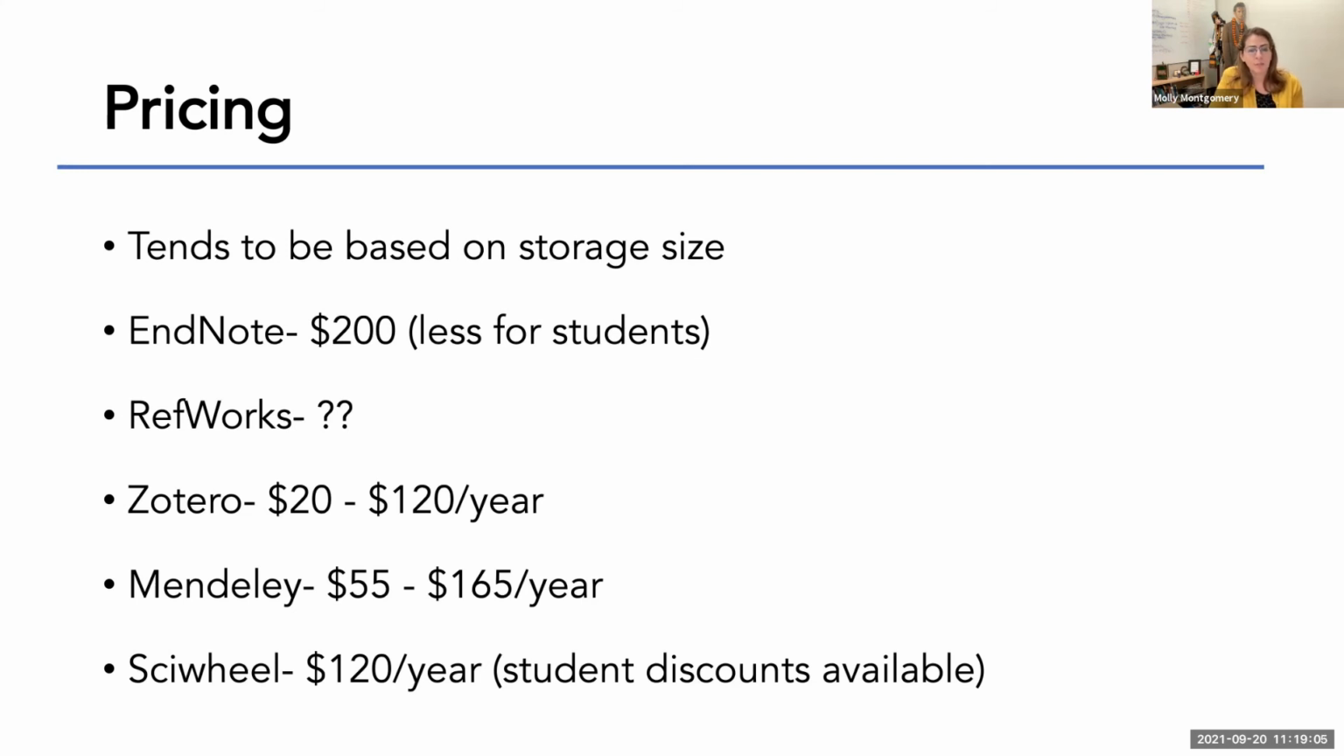Unlimited is $120. I've used Zotero for well over a decade, and I pay $20 a year, and it has been fine. I have not exceeded that yet, and I have really tried. Mendeley is a little more expensive, but the same thing. You have a base level up to unlimited, and SciWheel is $120 a year, but there are also student discounts and academic discounts as well for that.